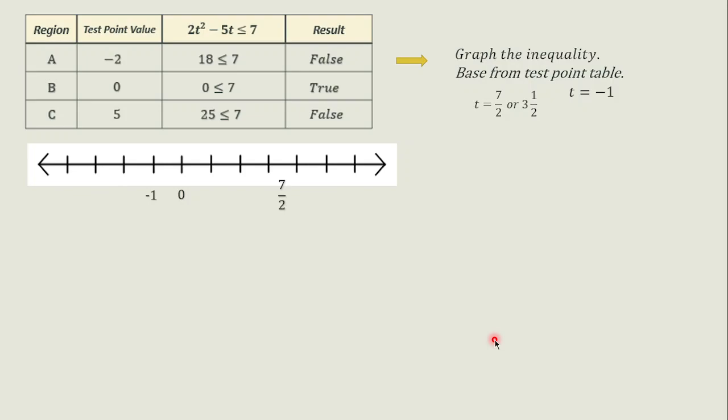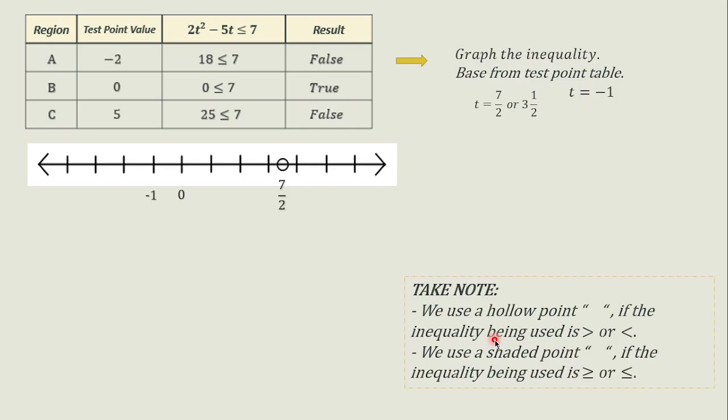So let's go back to the original quadratic inequality. So 2t squared minus 5t is lesser than or equal to 7. So yung ginamit is lesser than or equal. It means yung gagamitin natin is a shaded point. So let's place a shaded point on the roots of the quadratic equation. So 7 over 2 or 3 and 1 half and negative 1.